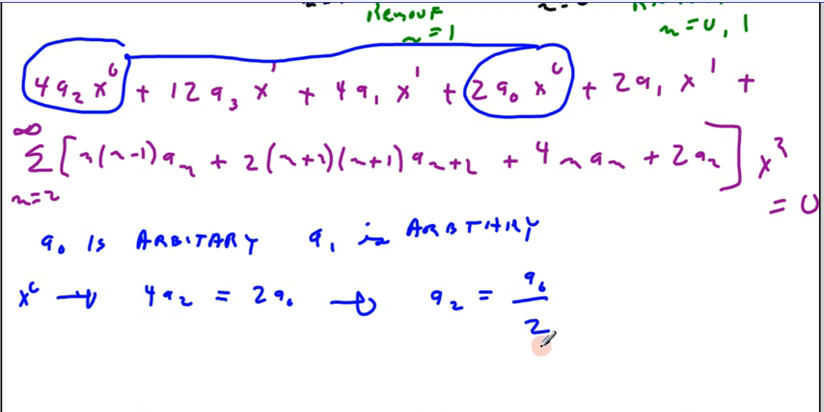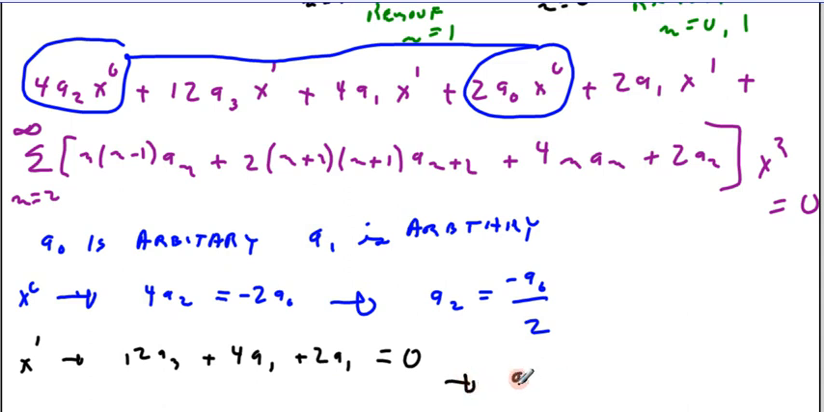And you guys are all yelling at me because there's a minus sign there and there's a minus sign there. Okay, so I put it in. From the x1 term, we have that 12a3 plus 4a1 plus another 2a1 has to be 0. And from that we find that a3 has to be minus 1/2 a1.